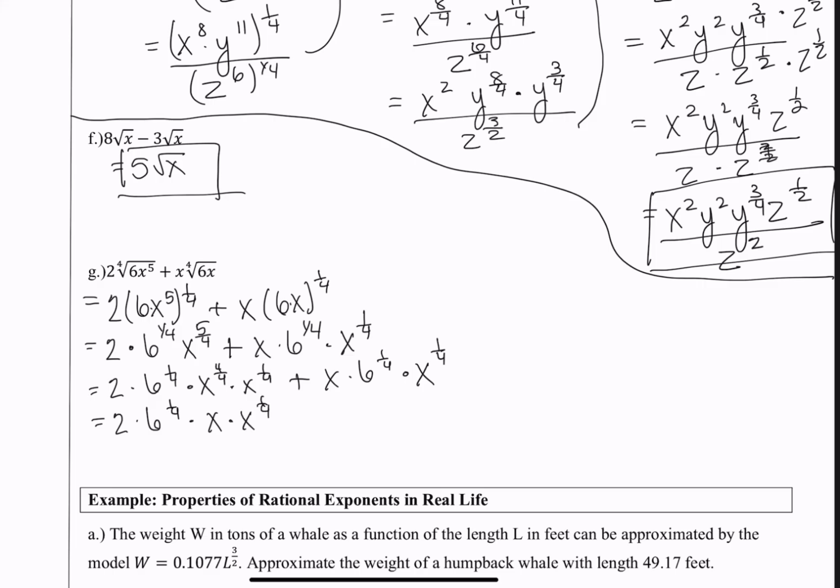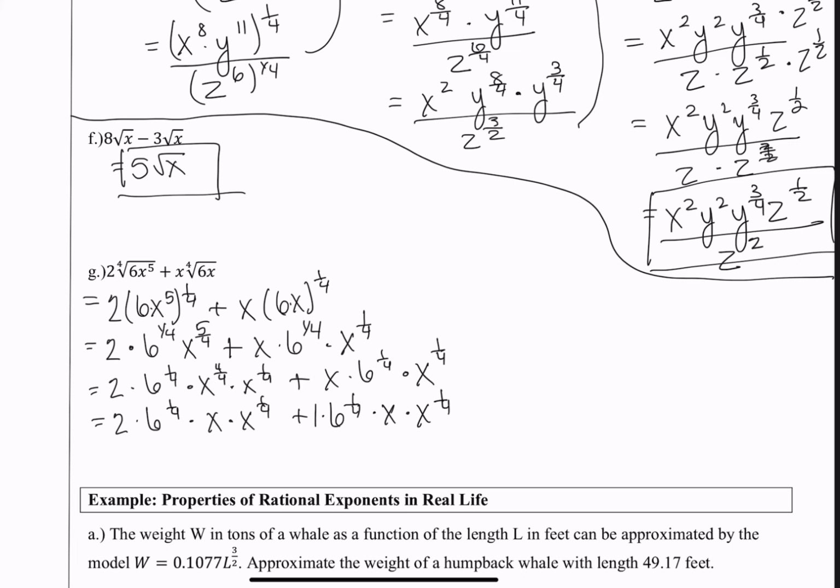My second term, I'm going to try and rewrite in the same order. So I've also got a 6 to the 1/4. I don't have a 2, but I have a 1 coefficient there, so I could potentially say this is times 1. And then I've got an x, and then I've got an x to the 1/4 power.